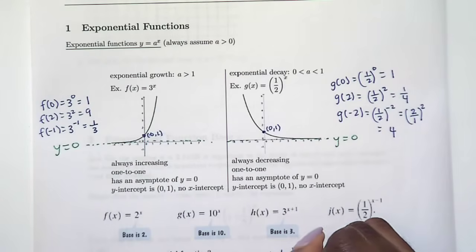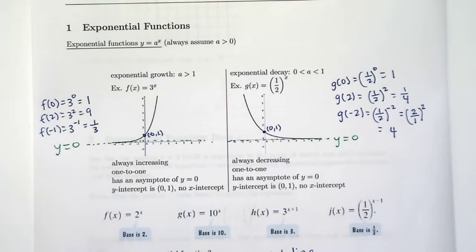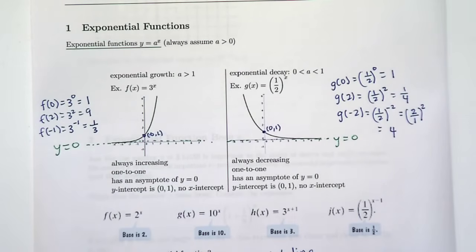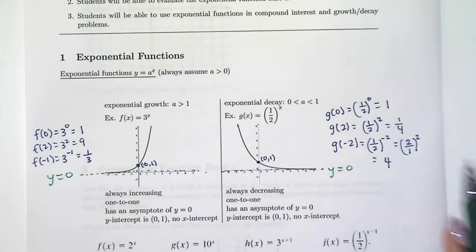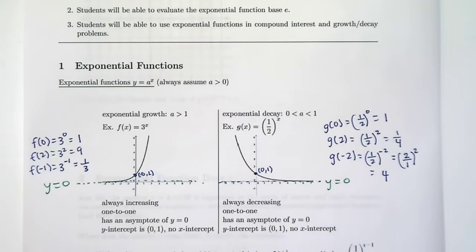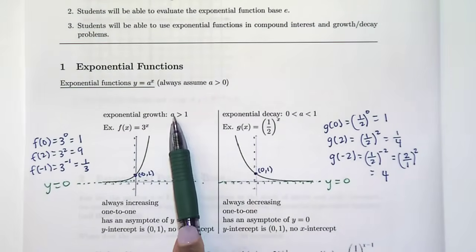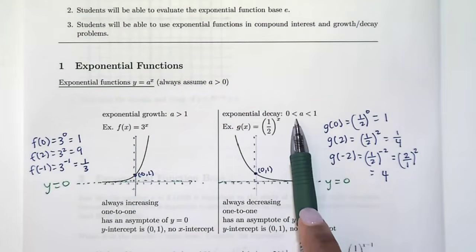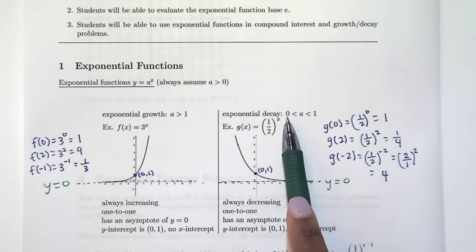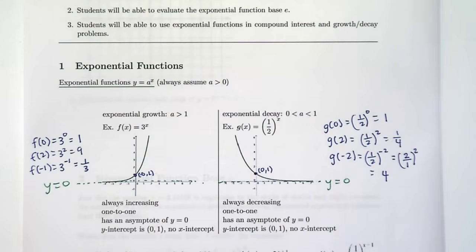So actually, this is the graph that's just the horizontal line, y equals 1. So this is not an exponential function. For our exponential functions, we want to make sure that our base is not 1. So we're going to assume that our base is greater than 1 or between 0 and 1, not including 0 or 1.